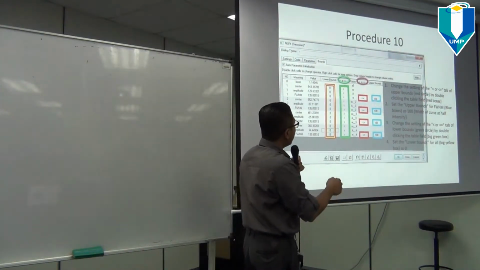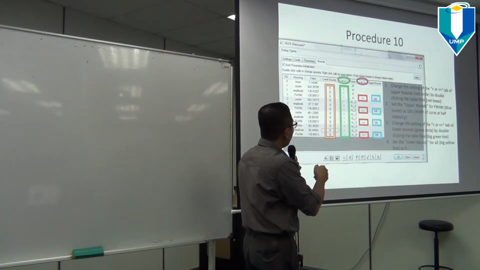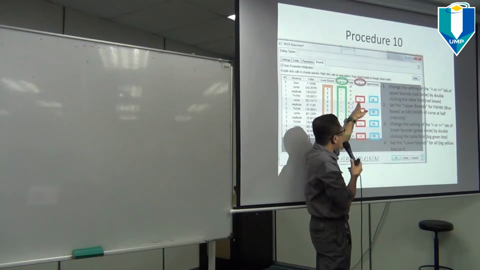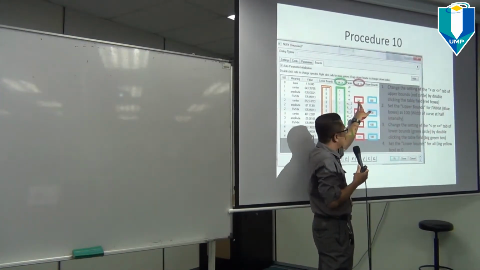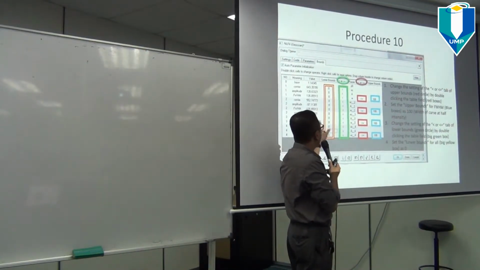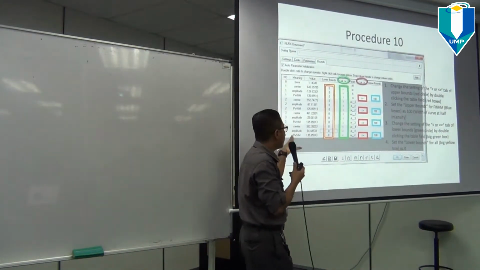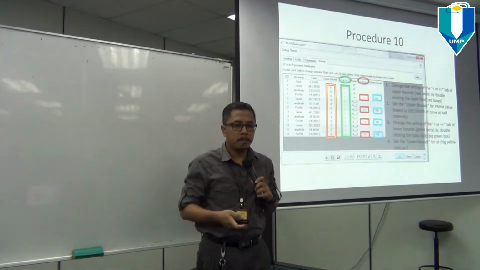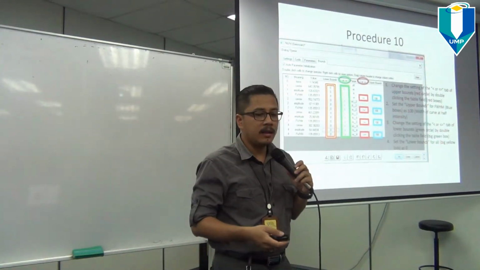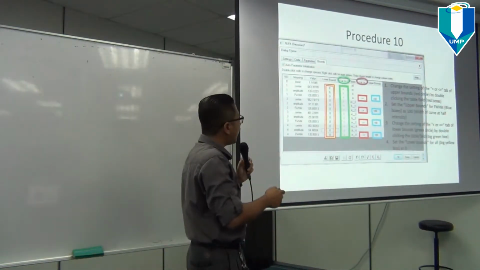Double click the box here, the FWHM. This one is for FWHM. Double click this field until this symbol comes out. Each and every FWHM, look for FWHM. Double click at the blank space until it shows less than or equal to.